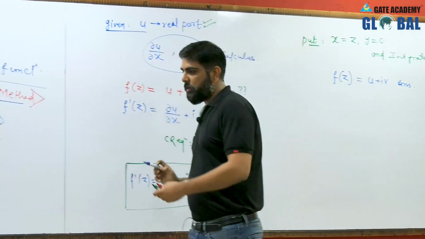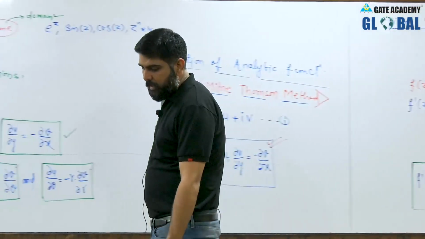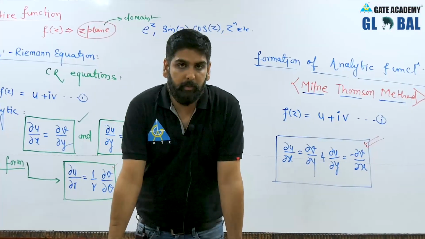So what is the procedure? First, differentiate with respect to x, then you can have the del u by del x and del v by del x.